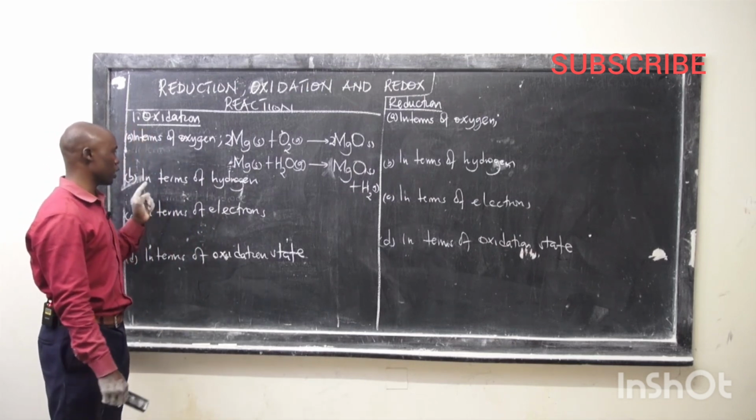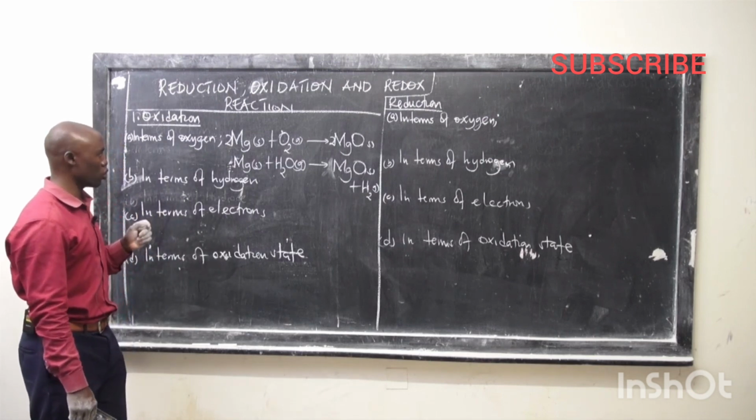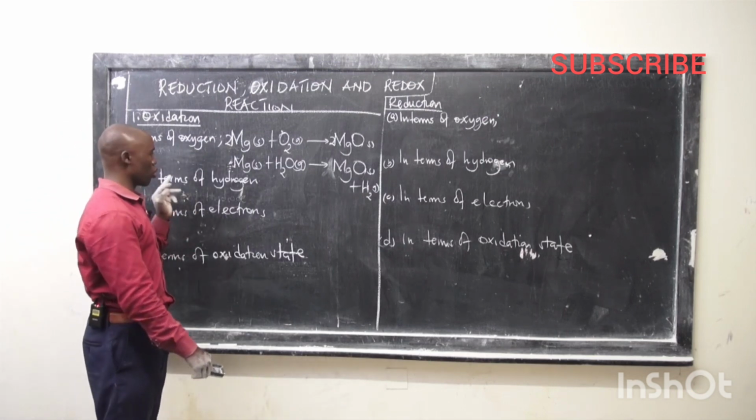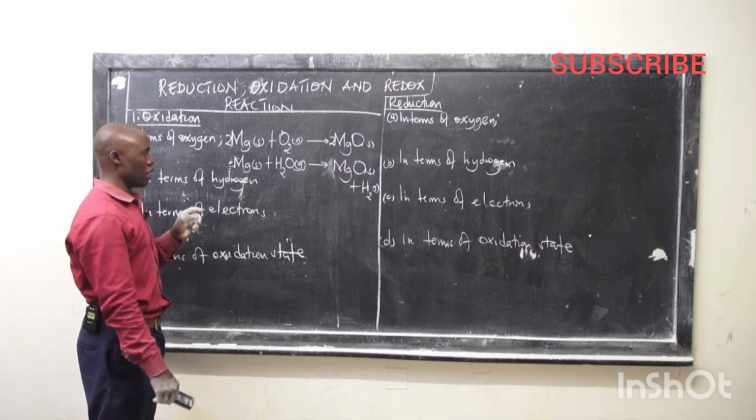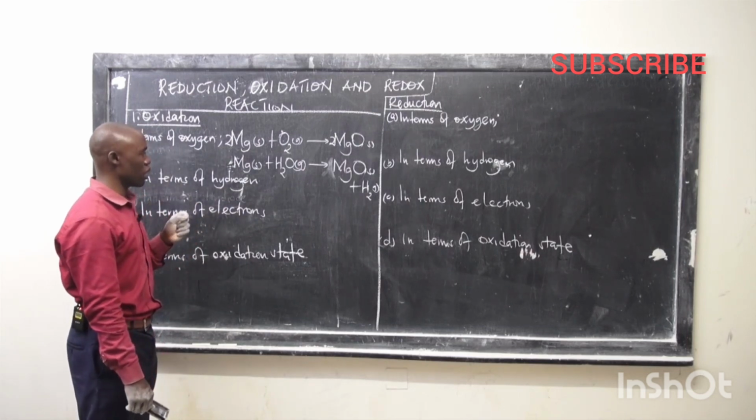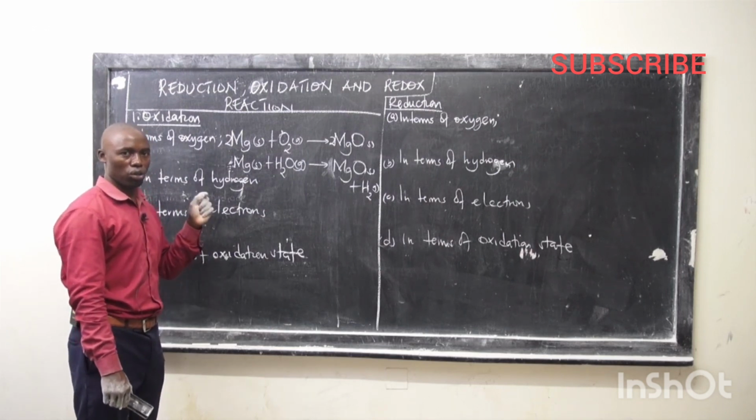Let's look at it in terms of hydrogen. What is oxidation in terms of hydrogen? Oxidation is removal of hydrogen. So removal of hydrogen is actually what we call oxidation.